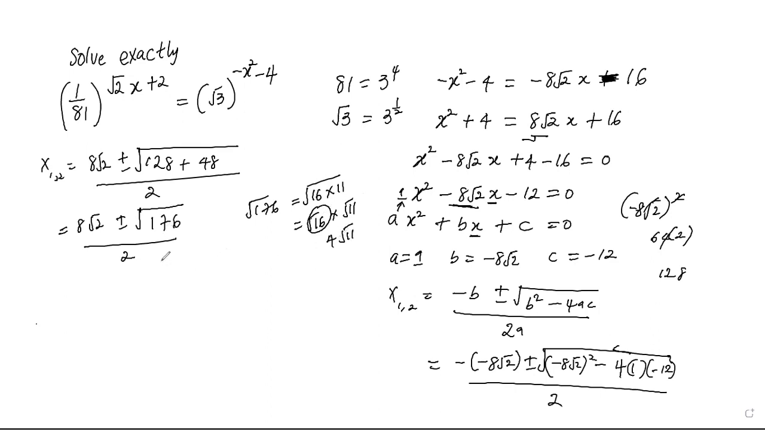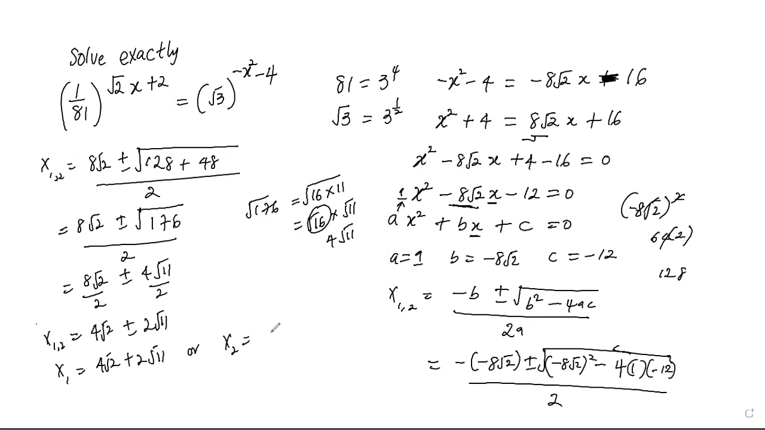So I'm going to write this over as we have 8 root 2 plus or minus 4 root 11. Now all divided by 2, divided by 2. So of course here is going to become 4 root 2 plus or minus 2 root 11. So that's our x1, 2, right? Now, therefore our x1 will be 4 root 2 plus 2 root 11, and x2 will become 4 root 2 minus 2 root 11.